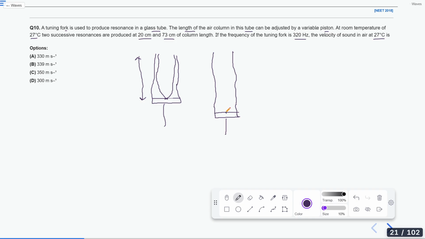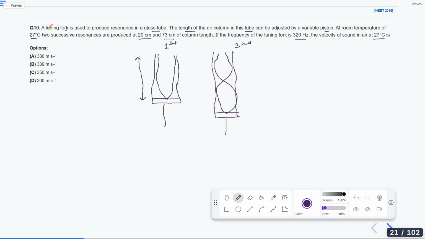Okay, and the third harmonic is like this. This is the third harmonic. This is the first harmonic. So first harmonic, and this is the third harmonic.